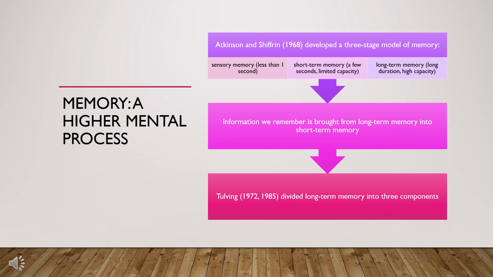Atkinson and Shiffrin are another set of theorists that developed a three-stage model, and they talked about sensory, right? Information comes in through the sensory system, and then it's transferred into short-term, or sometimes what we call working memory. It has a very limited capacity. Short-term memory is 12 to 30 seconds. And then, if you can get it past short-term memory, you've got long-term memory capability, which has a longer duration as well as high capacity too.